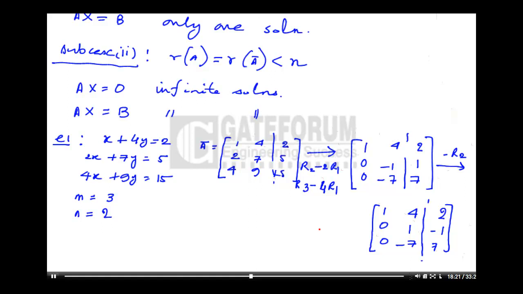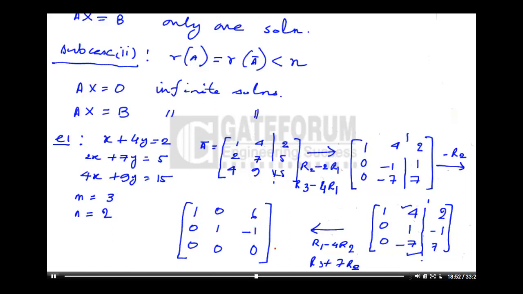Next, again apply some other elementary row operations so that we get the row reduced echelon form of the given matrix, that is R1 minus 4R2, R3 plus 7R2 to make these two elements 0. As we know the method, 1, 0, 0, 0, 1, 0, 6, minus 1, 0.